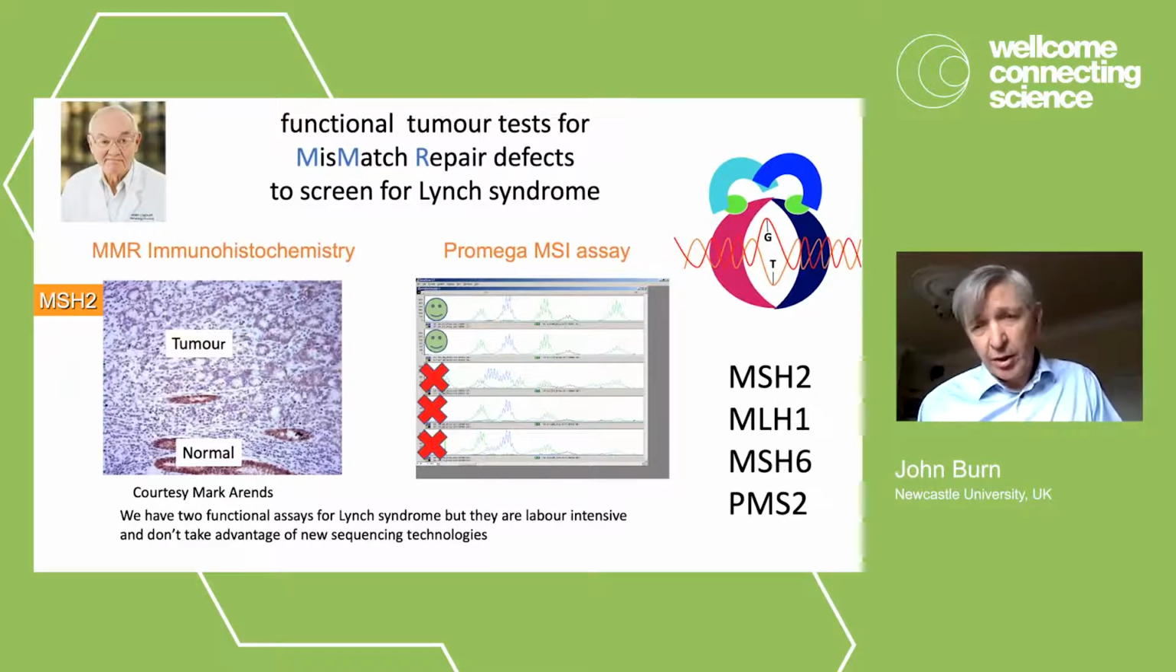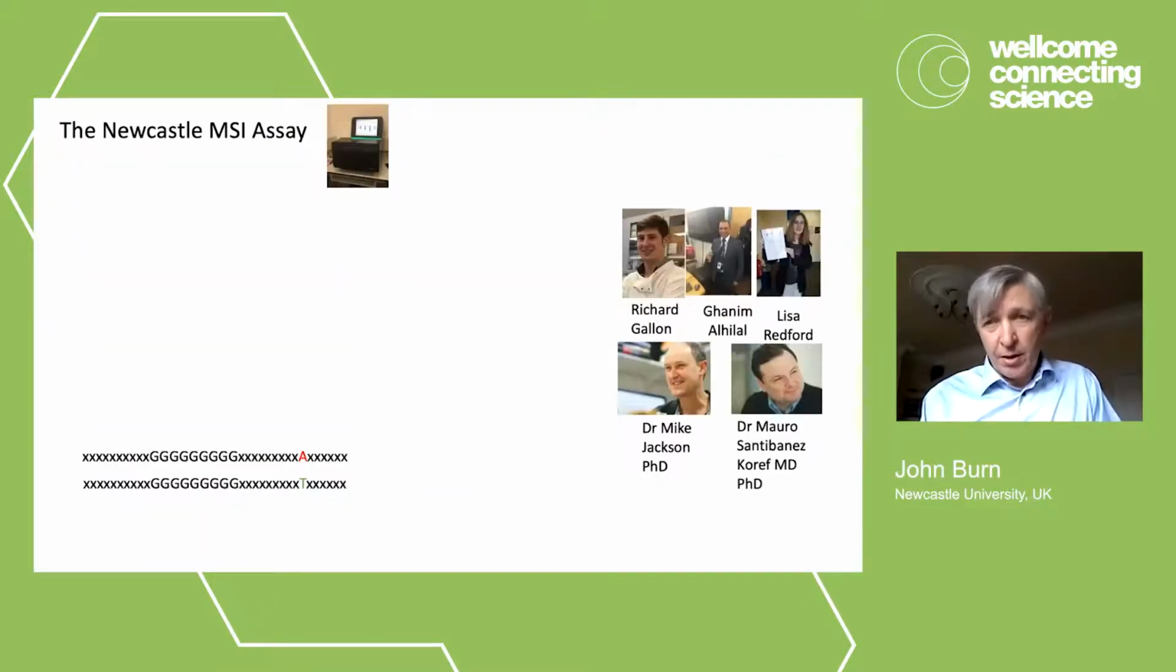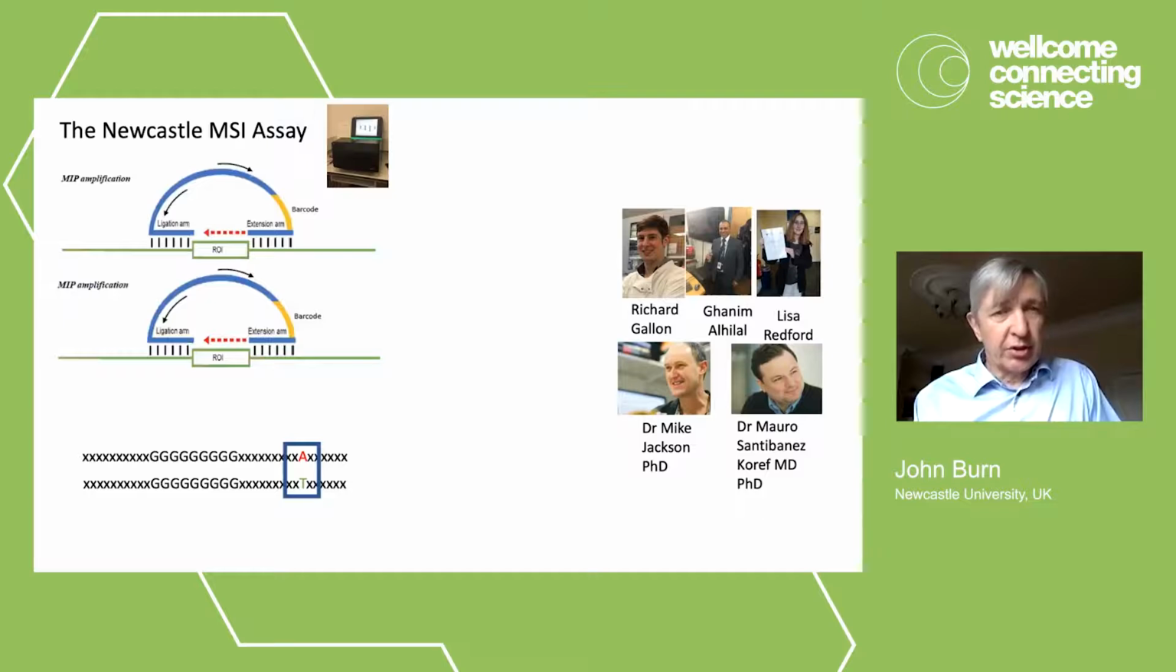So a few years ago, when we were moving into this space, my colleagues and I set out to try and produce a new assay which would be amenable to next-gen sequencing as a functional assay. And my colleagues Mike Jackson, Maura Santibanath-Koref, as the leads of this, along with our PhD students, produced a very nice assay which has now been published. And the idea is to take short repeats linked to a polymorphism. The polymorphism, when analysed using a molecular inversion probe approach, allows you to not only amplify the repeat, but also the linked polymorphism, allowing you to work out which allele has changed in length.